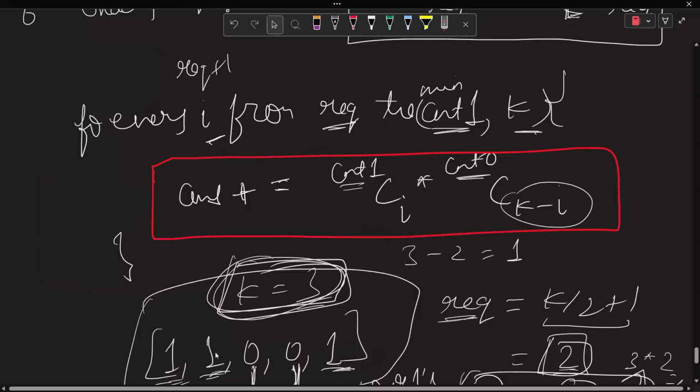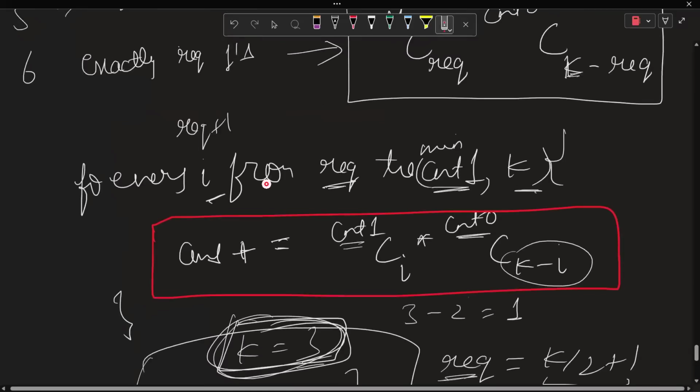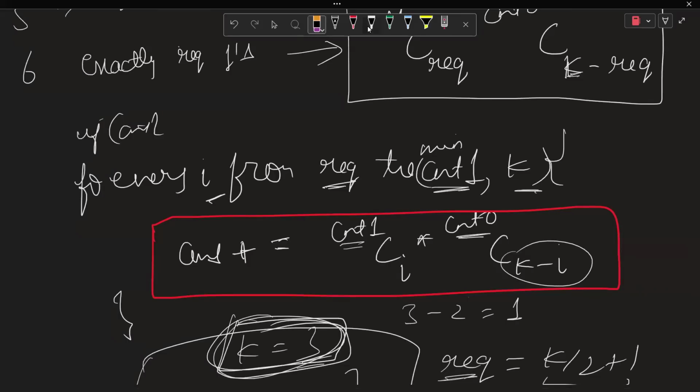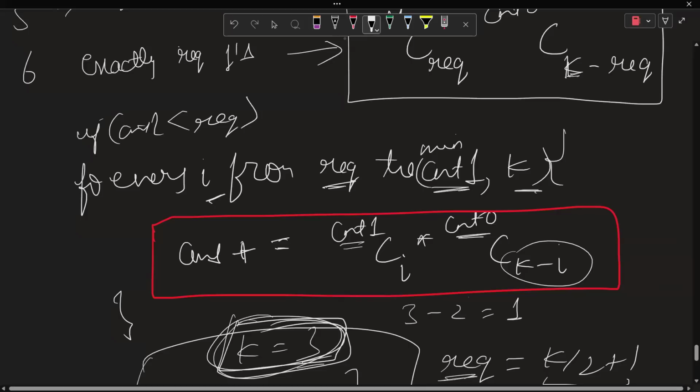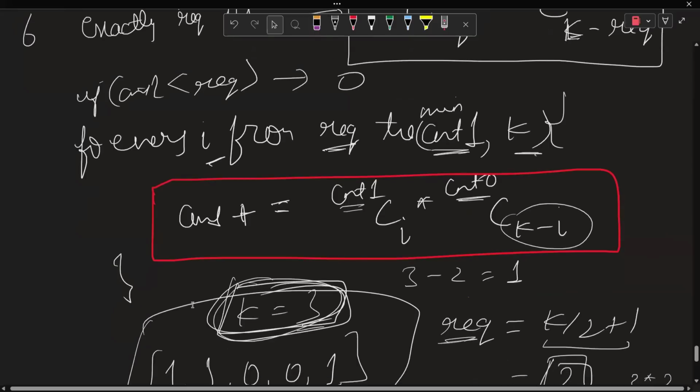We can manage the cases where count 1 is less than required: then we cannot form any subsequence, so we would return 0. You can just handle that beforehand: if count 1 is less than the required, then we can just return 0 in that case. Okay, so now I hope this is clear.